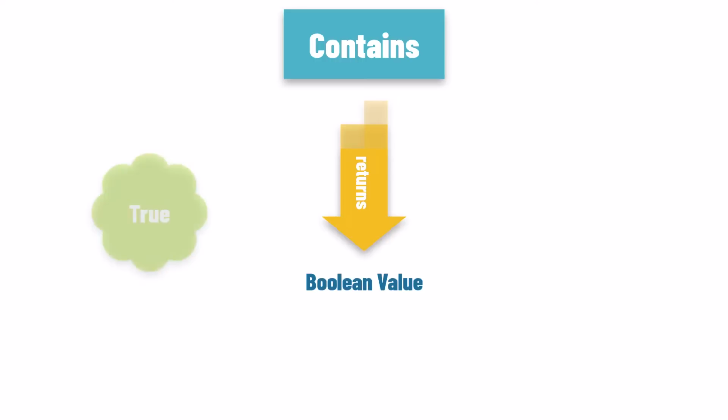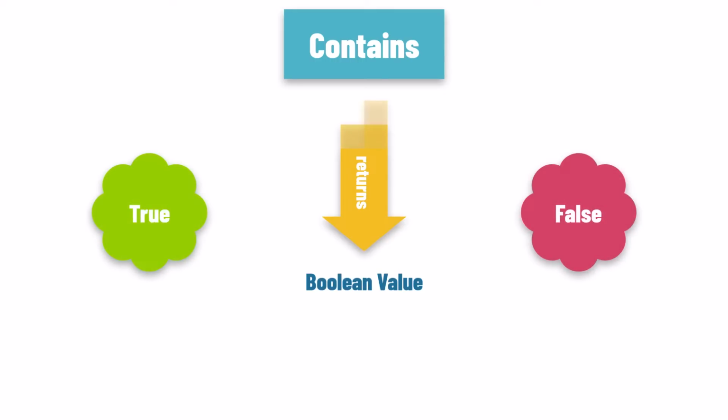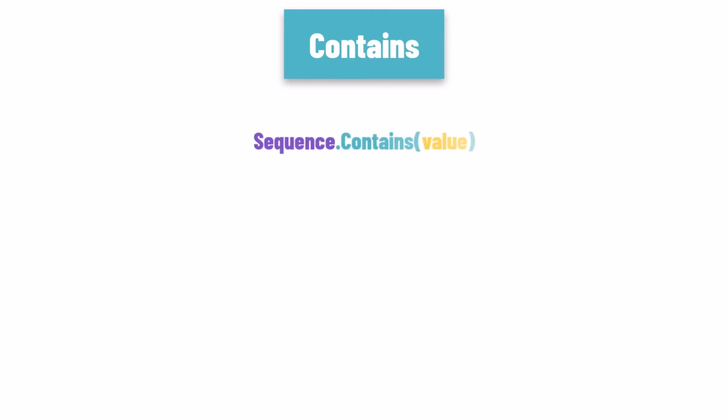It returns true if the specific element we are looking for is in the collection, and false if it's not. This makes Contains incredibly useful for quickly checking the presence of an item. Here's how it works. We begin with our collection, which can be any enumerable set. Then, we use the Contains method, passing in the item we're looking for. It's that simple.